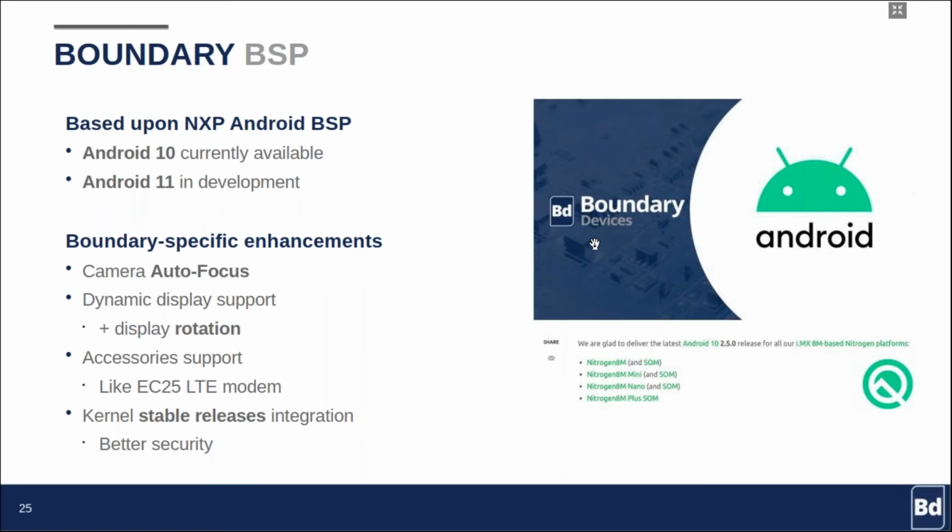And we also provide display rotation capability, where if your display is portrait by default, but you want it to look landscape, we can set that up in the bootloader, and then the entire OS will run like this. We also have some accessories support, like we showed before, the EC25 LTE modem. And finally, we also integrate stable kernel releases for better security.